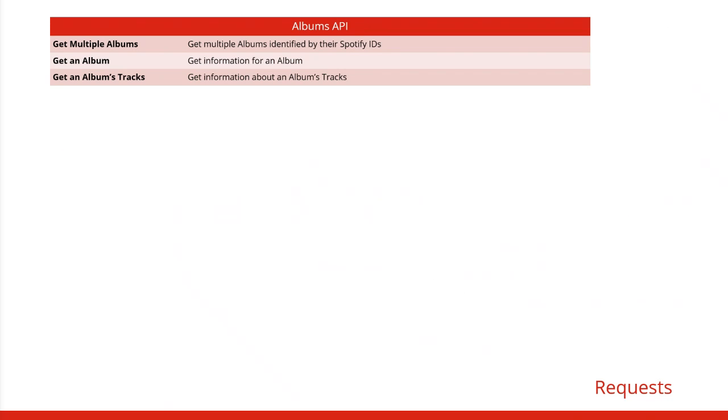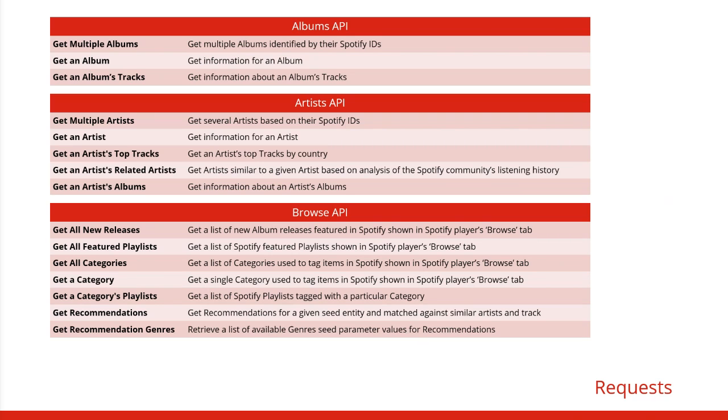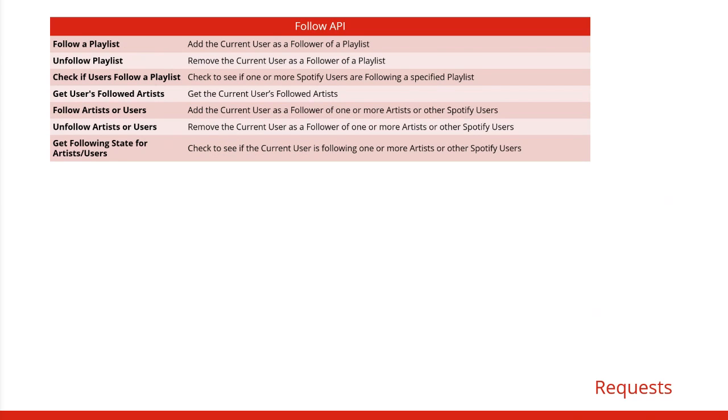So the requests include the albums API, so you can get an album. You can get artist API data, like the top tracks for an artist. There's the browse API, so you can get all the categories, for example. And there's the episode API, where you can get multiple episodes. Also, you can make requests including the follow API, so you can get, like, a user's followed artists.